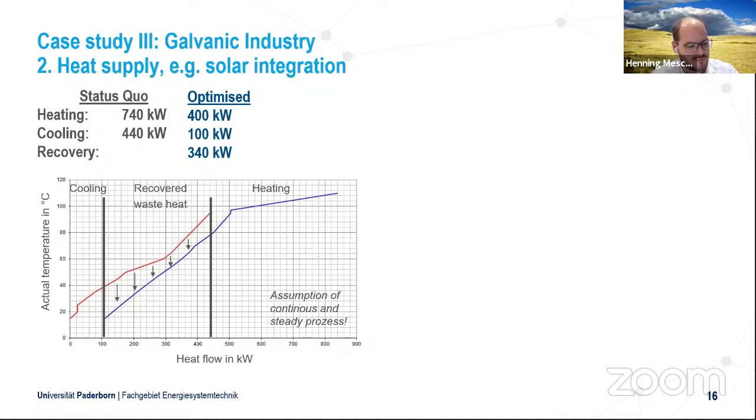So if you just first design your heating supply system, for example, a solar thermal plant, and you use the heating capacity of 740 kilowatts, and then you do the waste heat utilization, you see that your solar thermal plant is somehow oversized, and that means that it gets uneconomical.